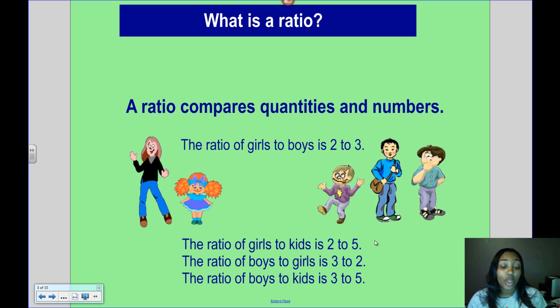We can do the ratio of boys to girls, and we know that there are 3 boys and 2 girls. And then another ratio could be the ratio of boys to the total number of kids. So there are 3 boys and then 5 total kids. So in each one of these examples, we were making a comparison of different quantities within this group of children. So that's what a ratio is. It compares quantities and numbers.